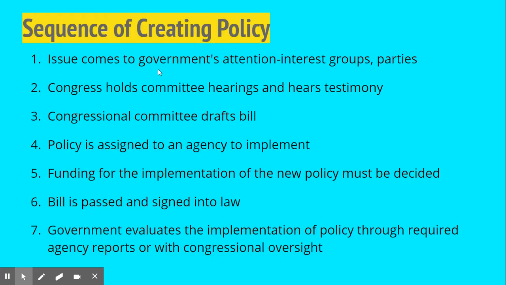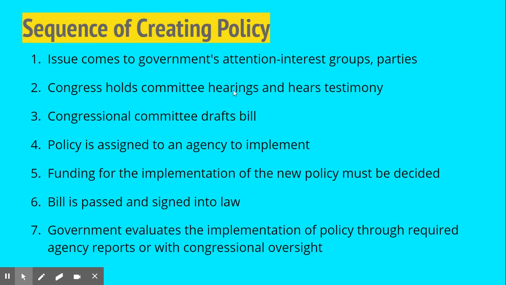This is very important for you to know. This is the sequence of creating policy. So this happens in this order. So an issue comes to the government's attention, and I'll show you in just a minute how that happens, but usually through interest groups or parties or both.